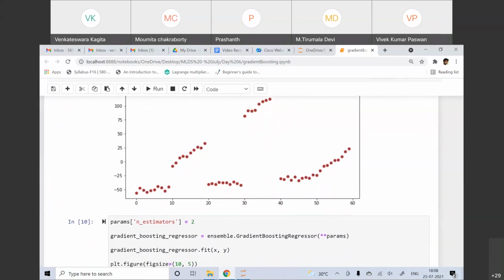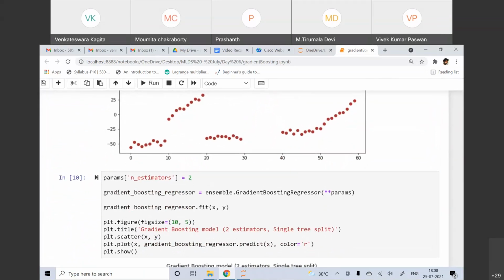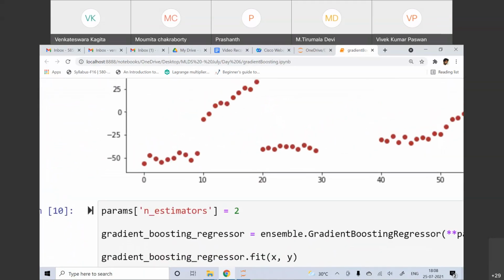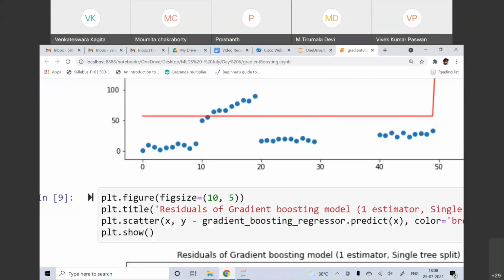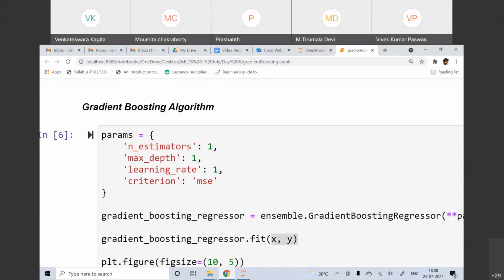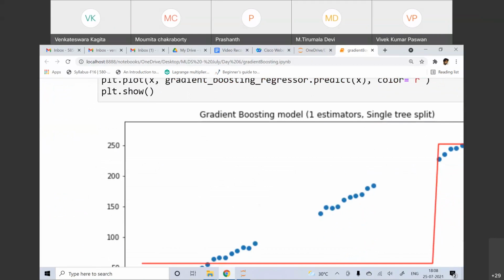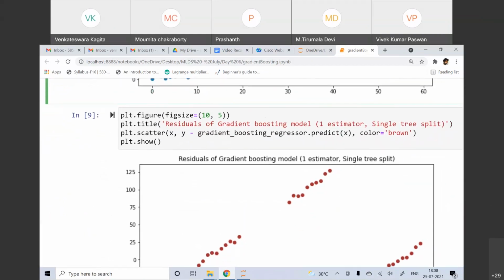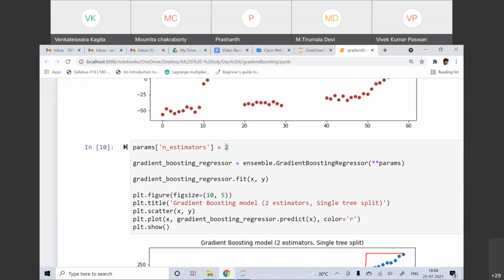So now let me increase the number of estimators to 2. I've just updated the number of estimators to 2, and I'm keeping the rest of the parameters the same. The only thing I'm changing is this n estimators. Again, I'm calling the gradient boosting regression with the updated parameters, fitting the model, and then plotting this curve.